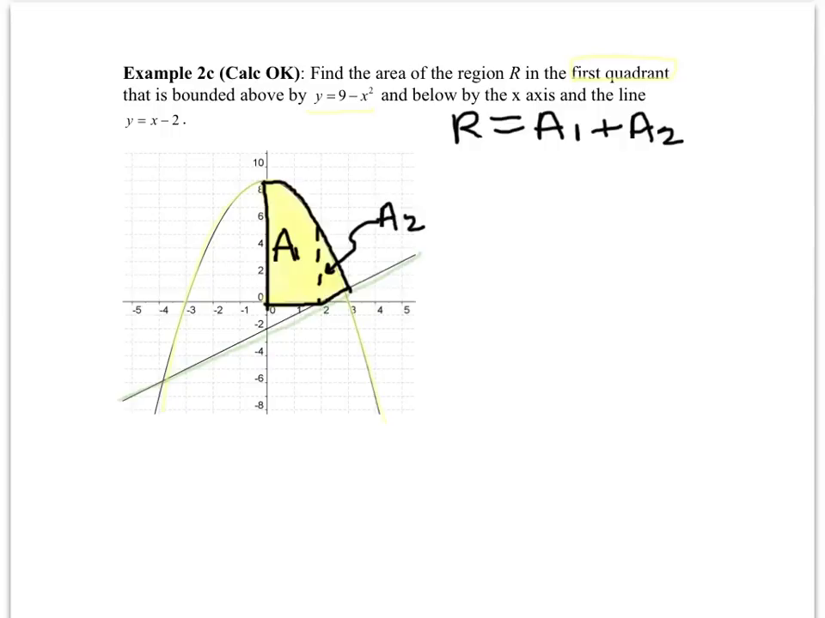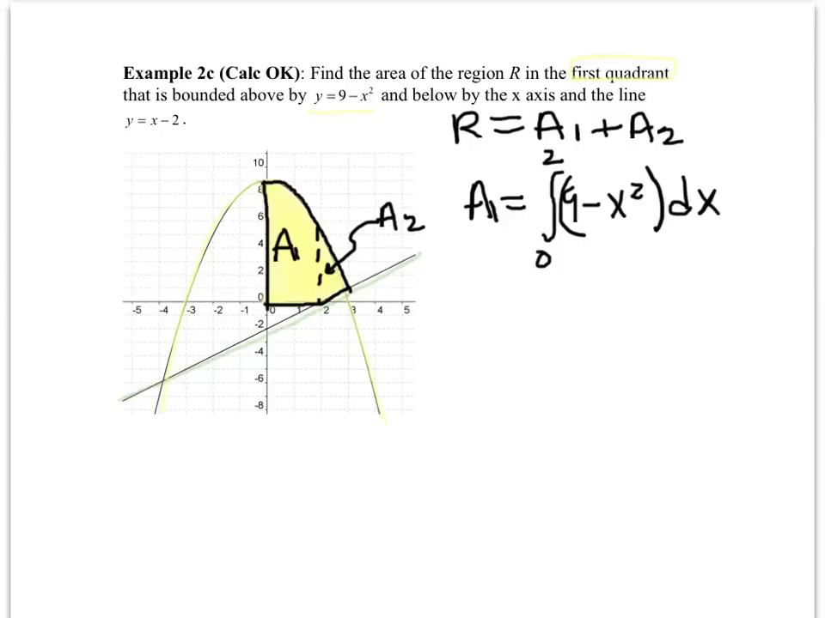For A1, this is a calculator OK problem. I'm just looking at the definite integral. So A1, this is like what we were doing before. This is the area between the curve, y equals 9 minus x squared, and the x-axis. That's no big deal. And that is from 0 up until 2. That's when the line y equals x minus 2 kicks in, if that makes any sense. Okay, so we've got 9 minus x squared dx.